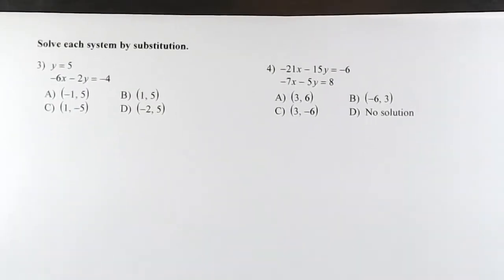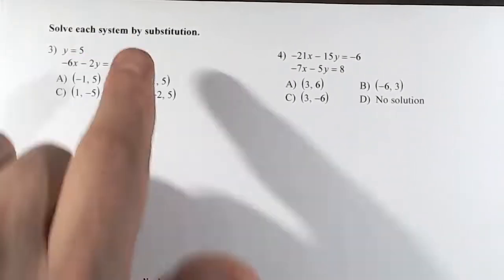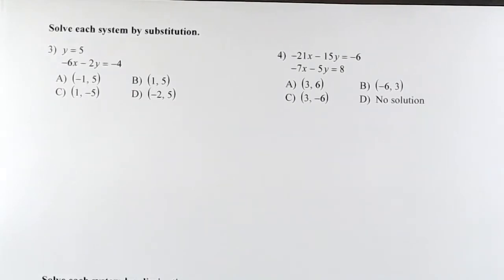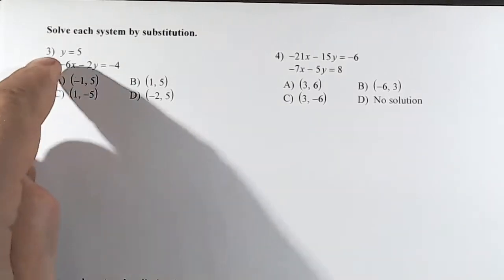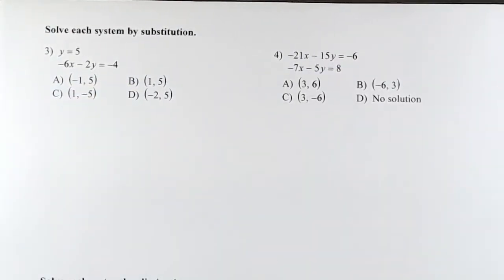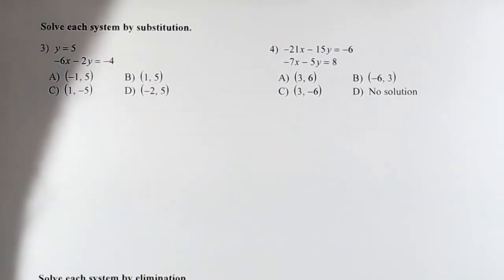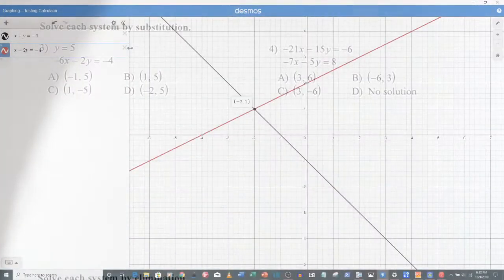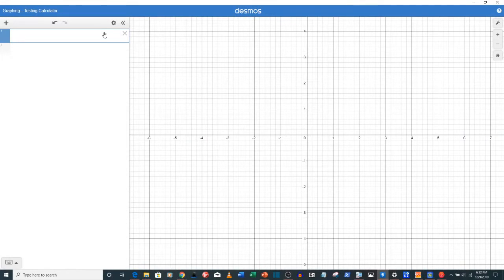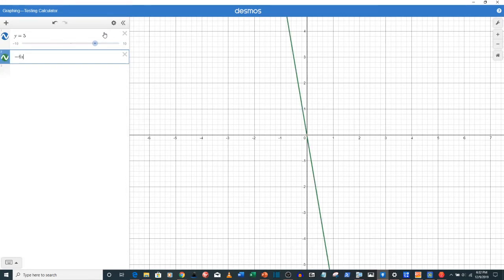Let's look at number 3. We're told to solve each system by substitution. So again, now, let's get it in our heads. We're not here to find A, B, C, or D. And I'm going to prove that to you by showing you how to find which one it is. You go to Desmos, and you type in y equals 5, and negative 6x minus 2y equals negative 4.